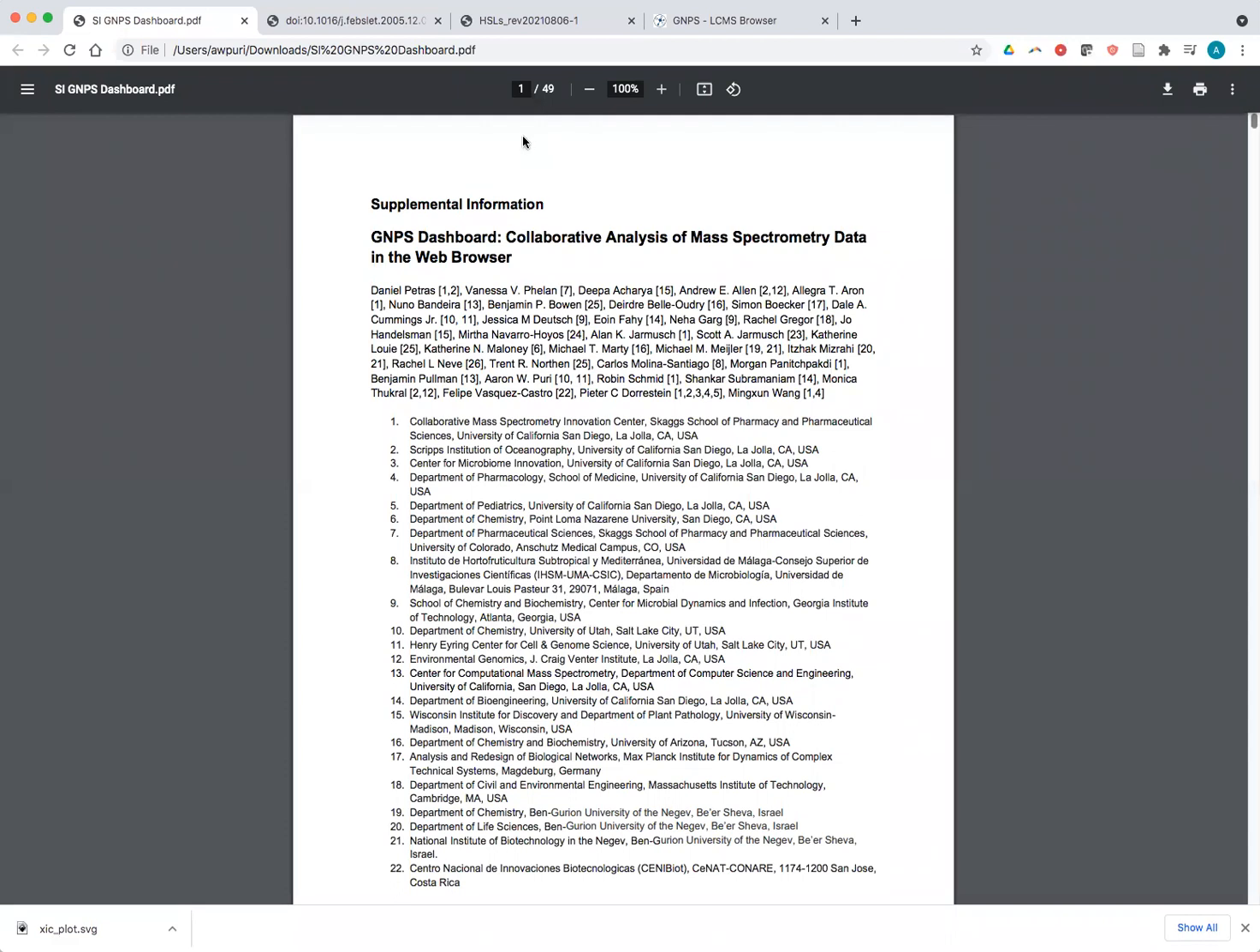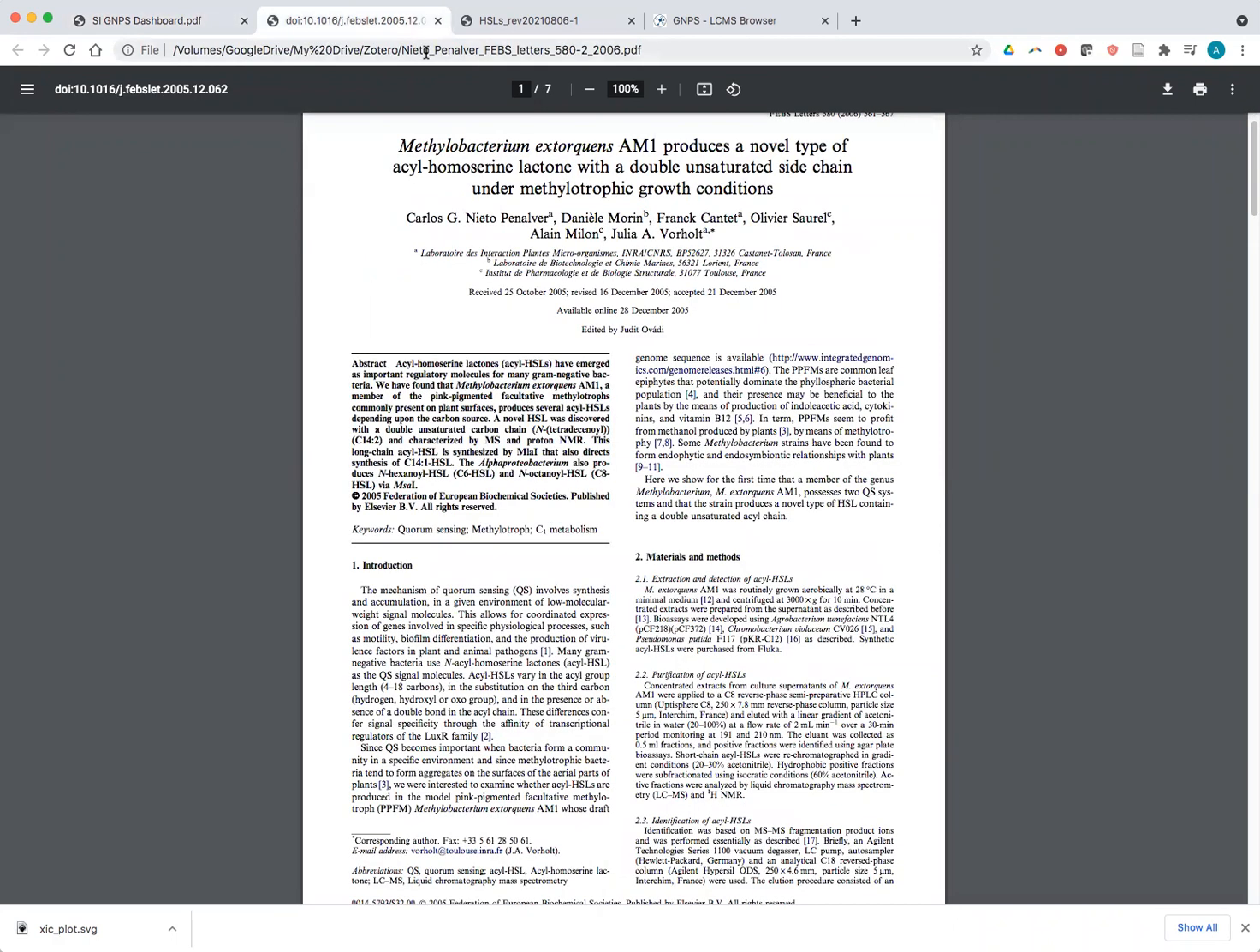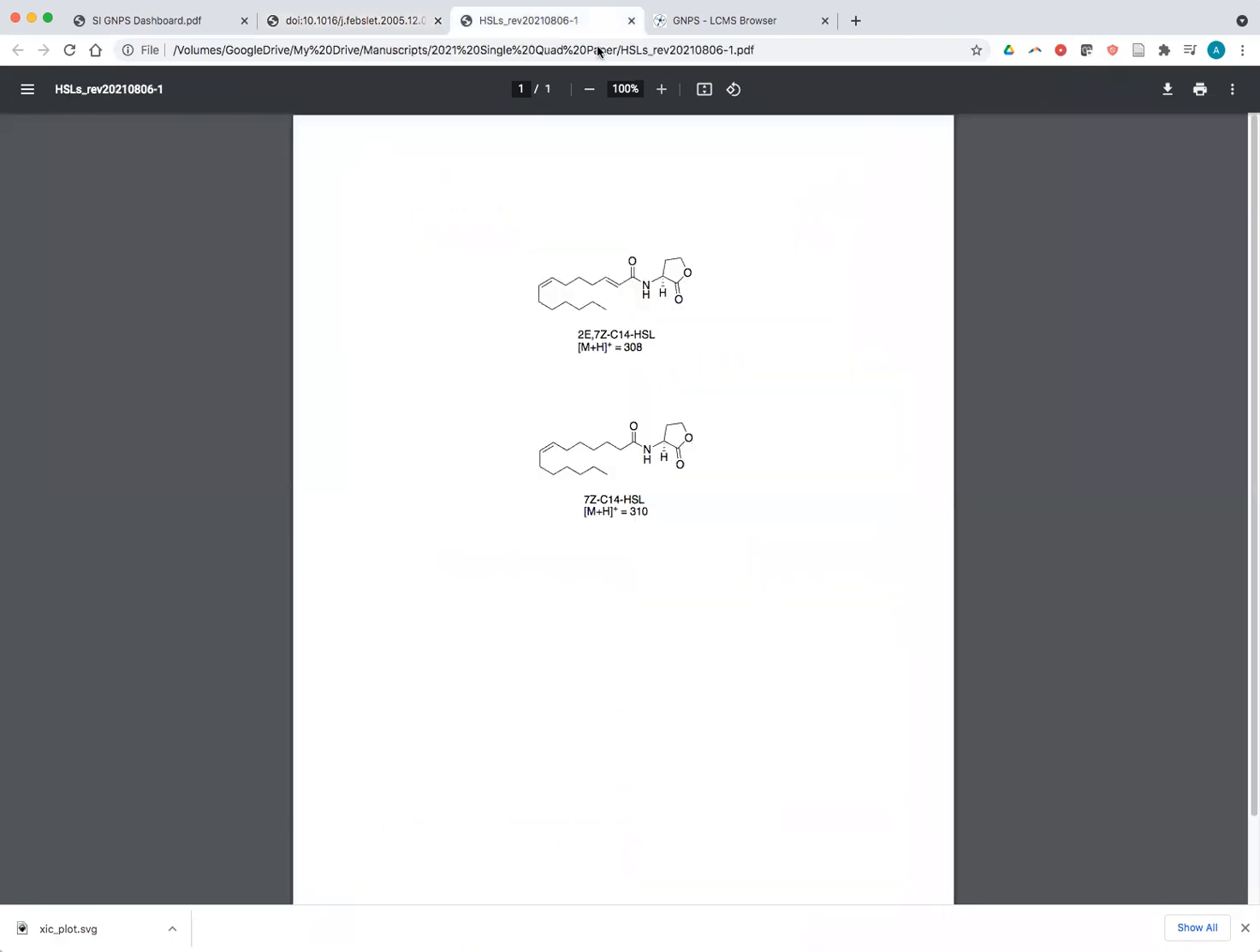As an example use case, we are going to look at the metabolome of the methylotrophic bacterium Methylorubrum extorquens, which used to be called Methylobacterium extorquens. This organism produces chemical signals, quorum sensing signals called acylhomoserine lactones, to coordinate group behavior. And Vorholt and colleagues previously showed that two of the signals produced by Methylorubrum extorquens are 2E7Z C14 homoserine lactone and 7Z homoserine lactone. We're seeing those structures right here, and they differ only in one double bond.